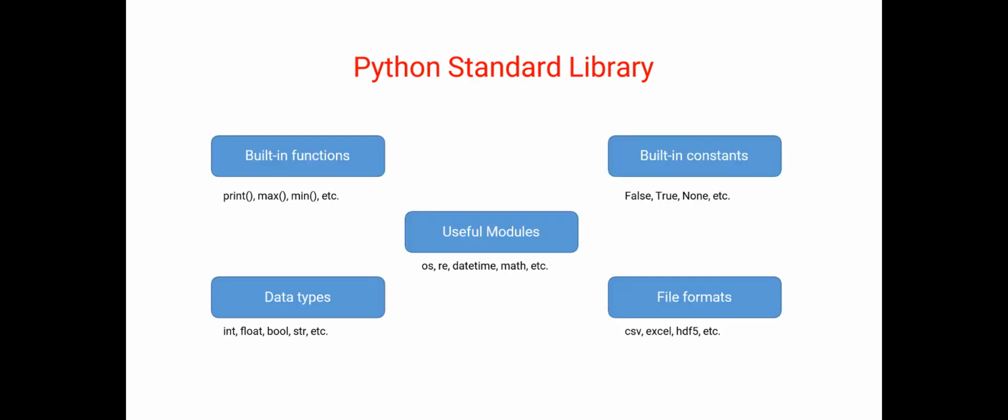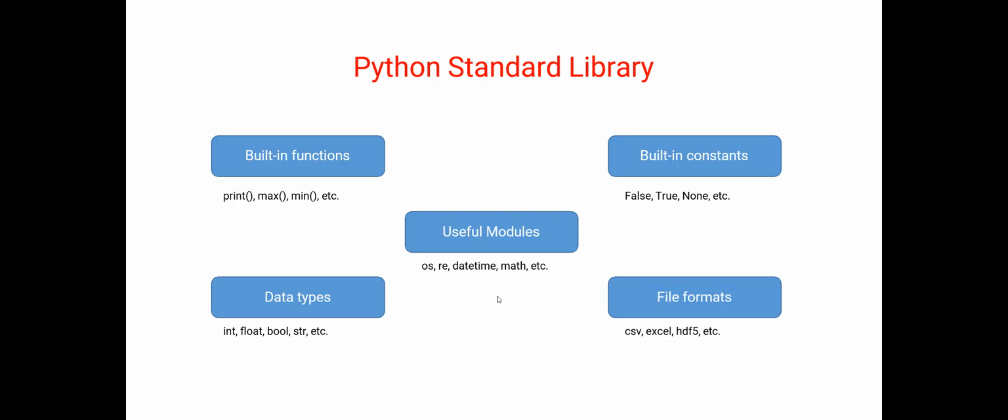Now the Python standard library is a package that contains all the bare minimum functionality that Python supports by default. The major features that Python standard library provides are, first of all, it defines a lot of built-in functions that you can use for your program. Some of these are print, max, min, etc., which we have already used so far in the course. Second, it also defines built-in constants like False, True, None, etc. And this is the same thing that we have already seen before.